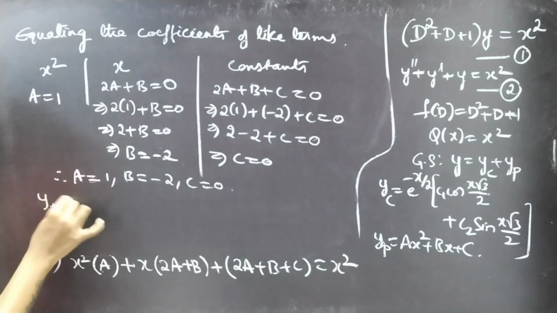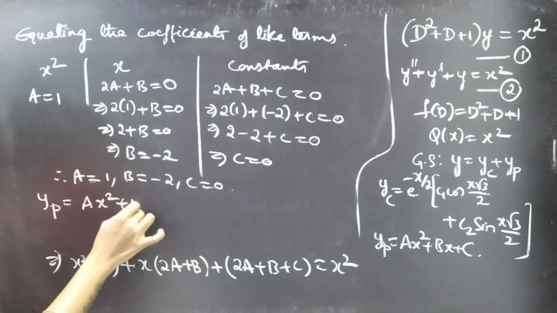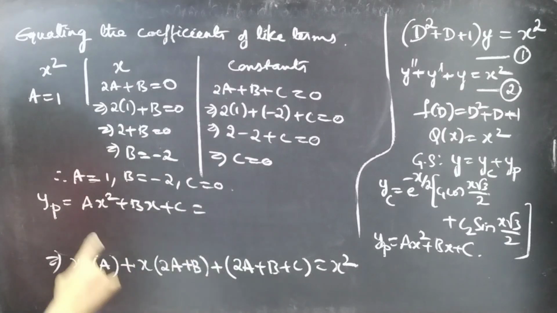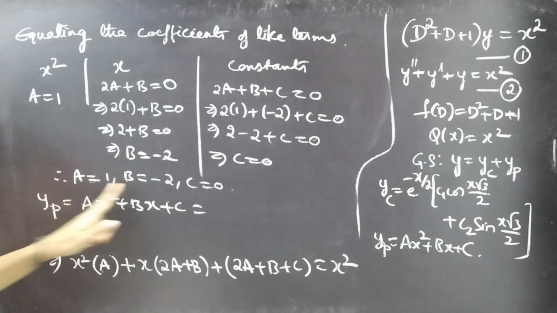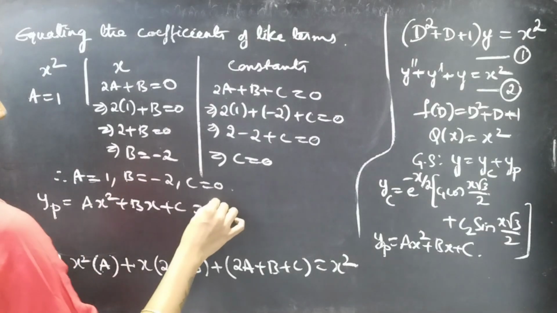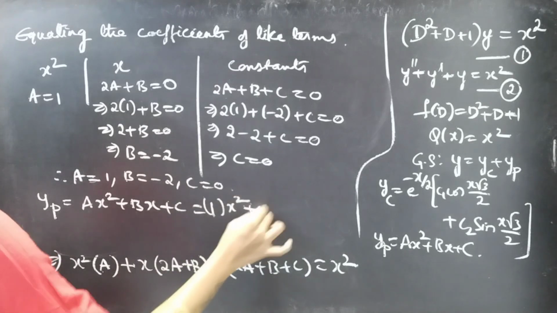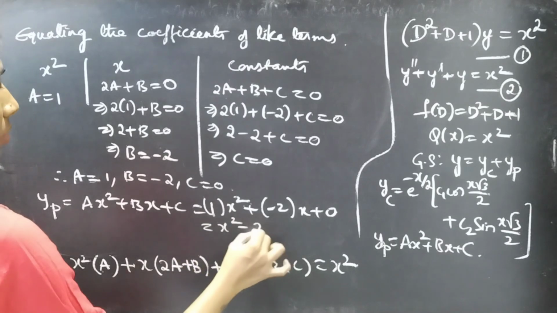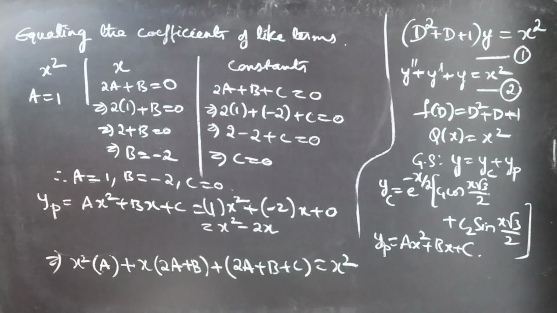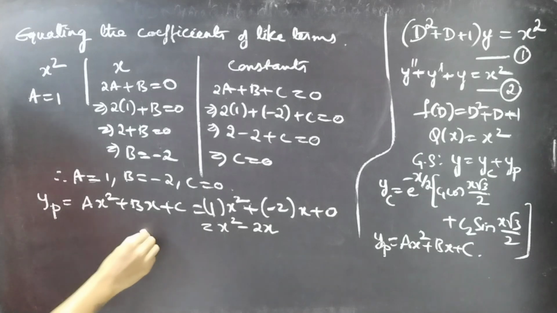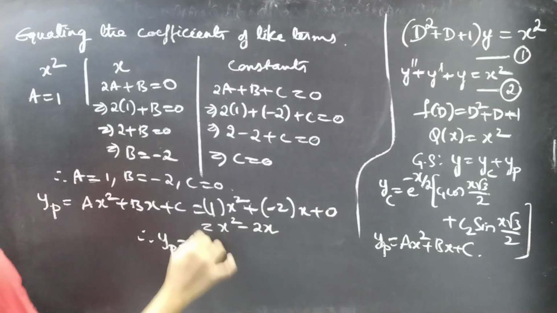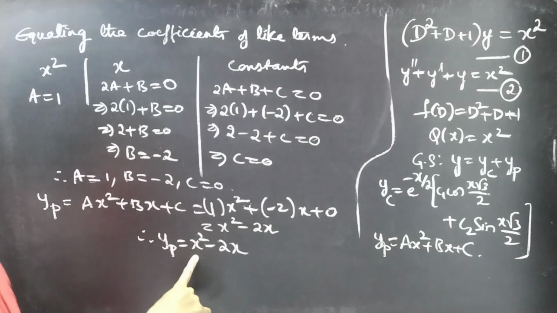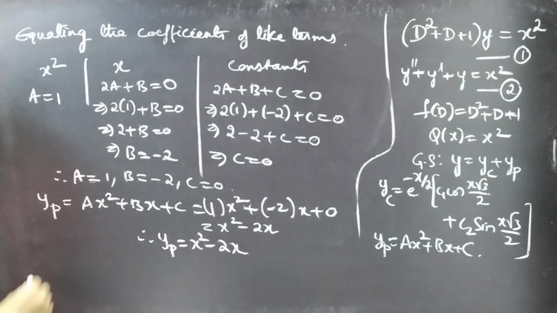Then yp becomes, since we have yp equal to ax square plus bx plus c, substitute the values of the unknowns here. A, b and c are undetermined coefficients. Already we got the values, so we'll just substitute in it. 1 into x square plus minus 2 into x plus c, which gives us x square minus 2x. Therefore, yp equal to x square minus 2x. See, we got yp and yc. Let's now write the general solution to the given equation.